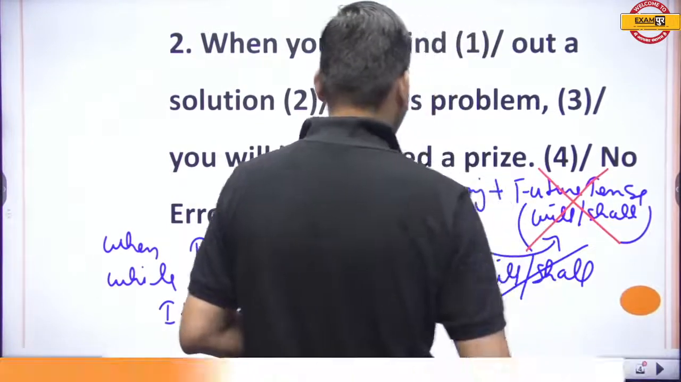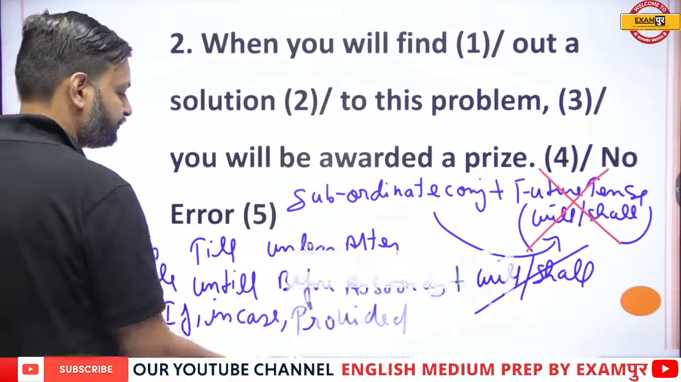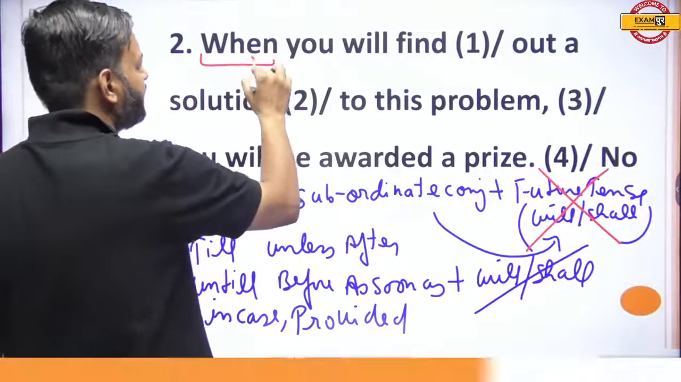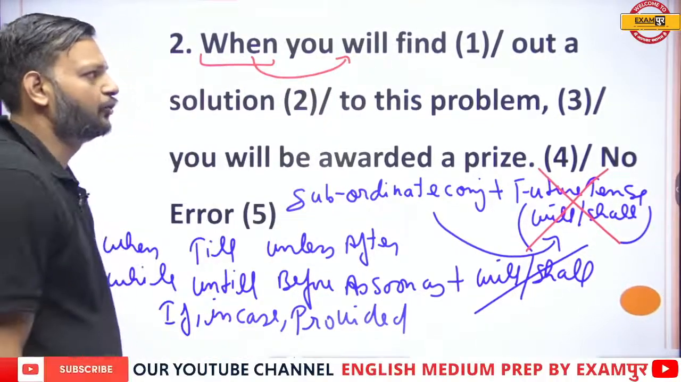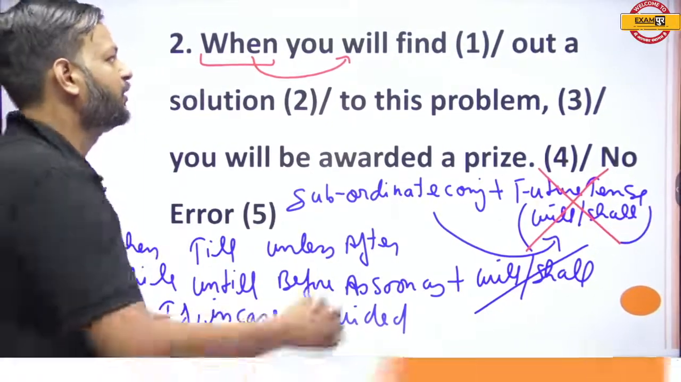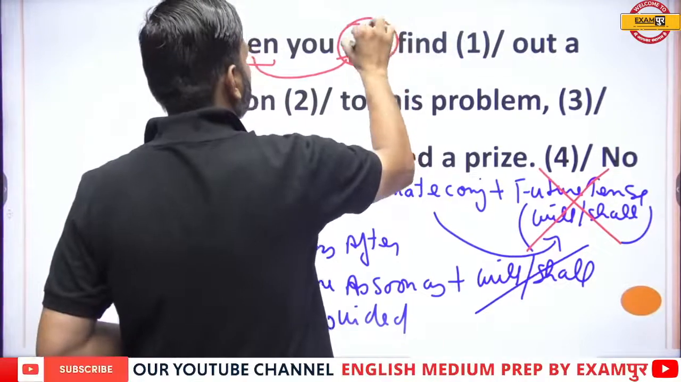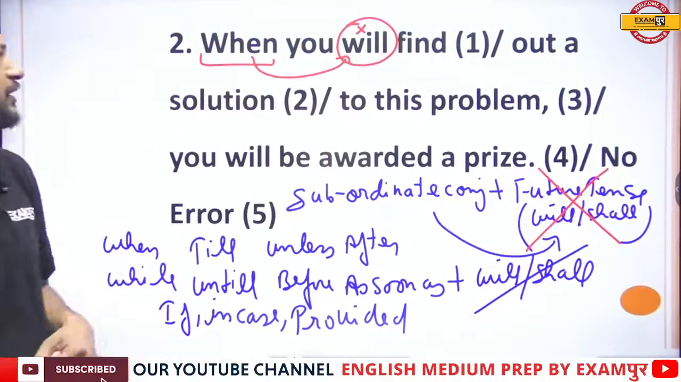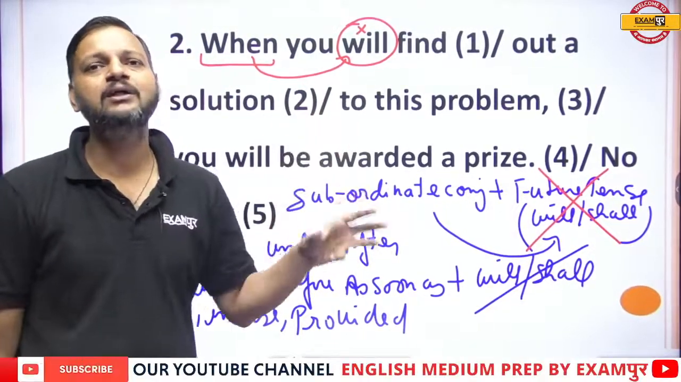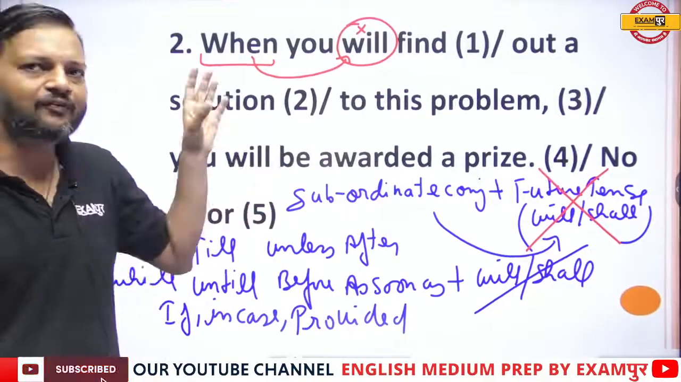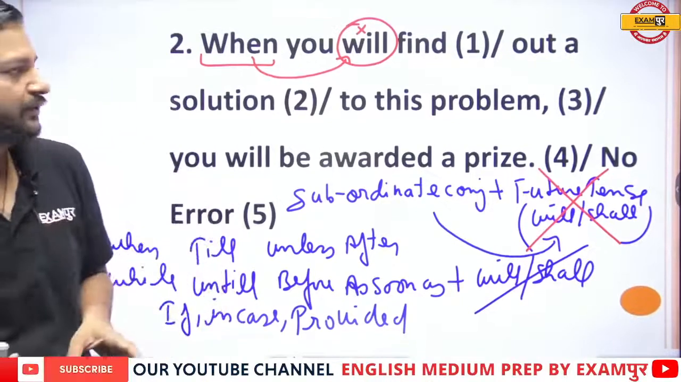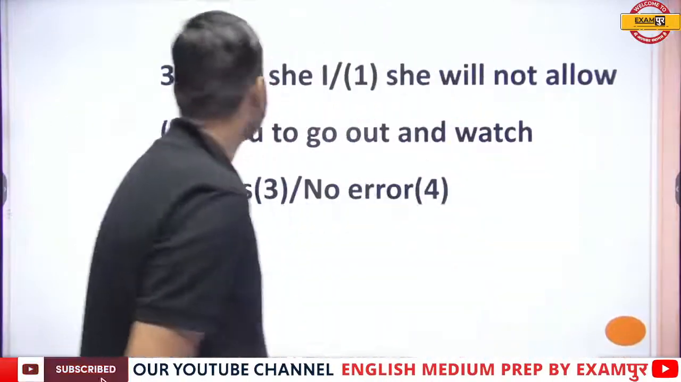So as you can see in the sentence, we have a subordinate conjunction here, and after the subordinate conjunction the tense given is future tense. As I told you, you cannot use a future tense after a subordinate conjunction. So here the use of will is wrong. The sentence would be: when you find out a solution. There is no need to add will, because when is a subordinate conjunction, and a subordinate conjunction is never followed by a future tense.